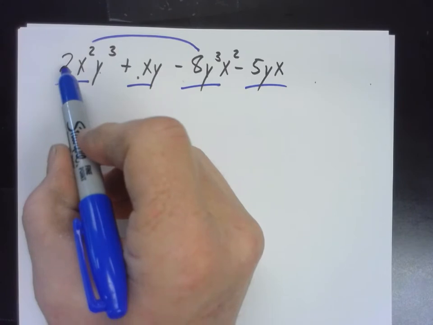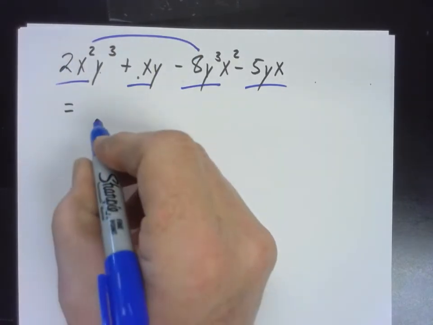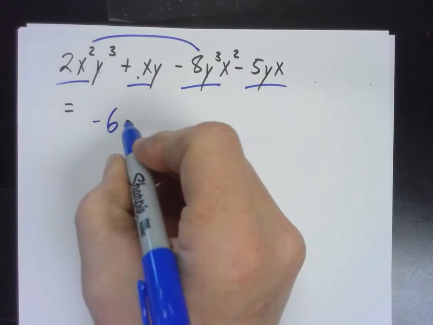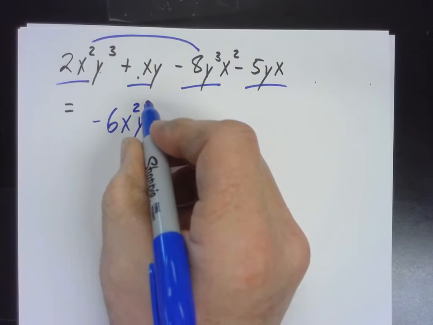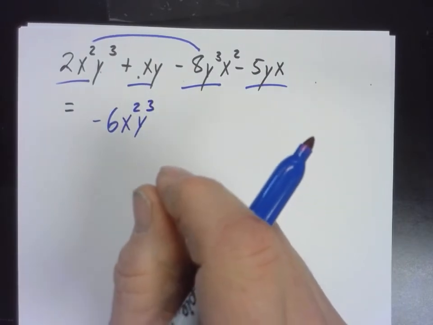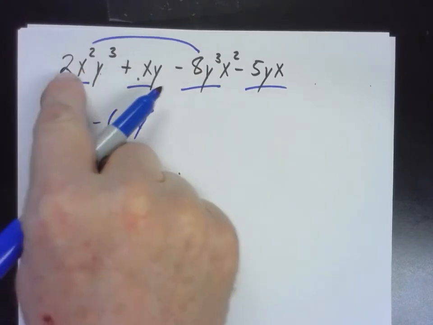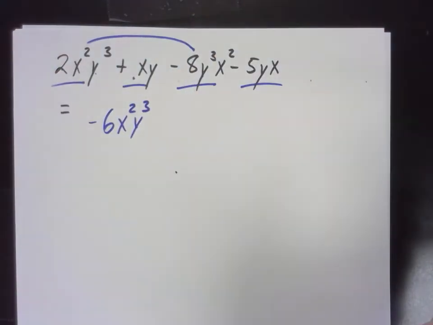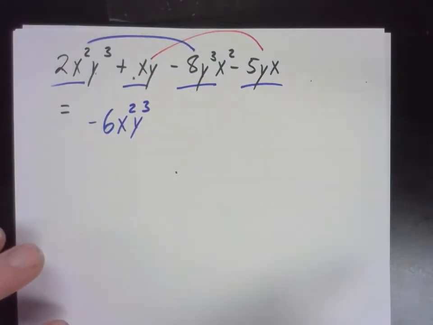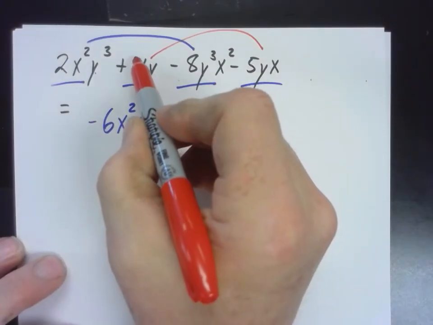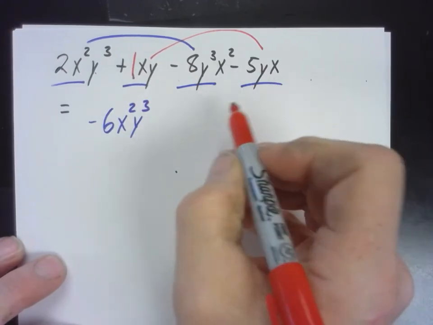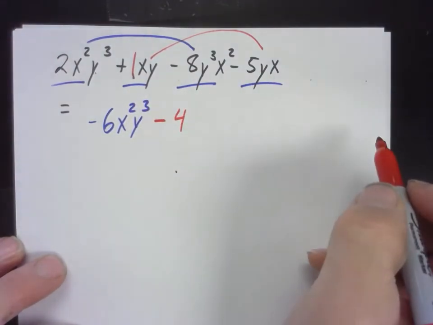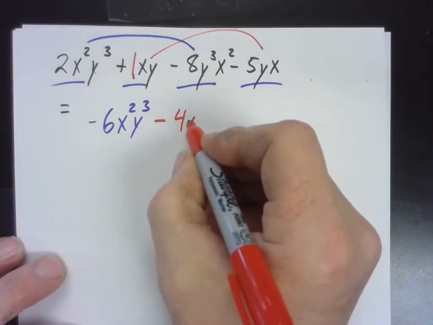And so we're going to put the 2 and the negative 8 together. That's negative 6. And what's the literal coefficient going to be? X squared, y cubed. And we're not adding the exponents now, are we? We're not multiplying these two terms together. We're adding them together. So that's it. And then what about the second and the fourth term? So what's the literal coefficient right here? 1. Good. So I take 1 and negative 5. That's negative 4 times xy.